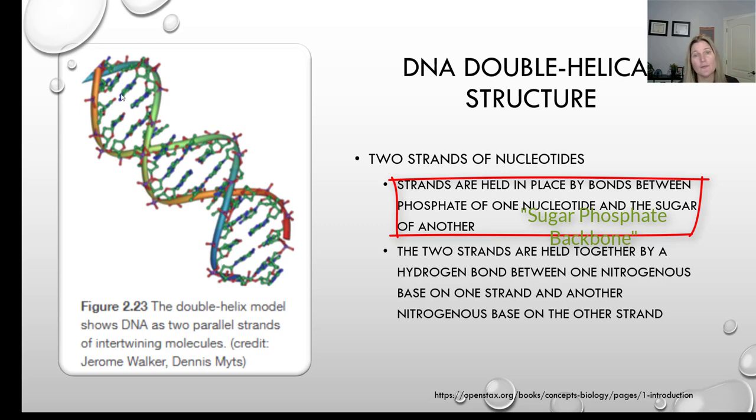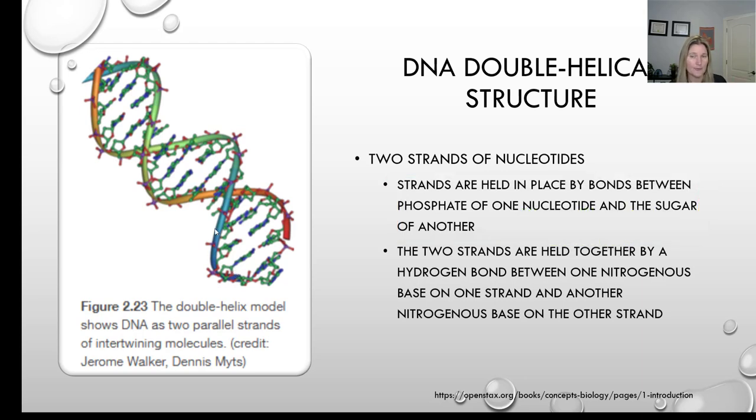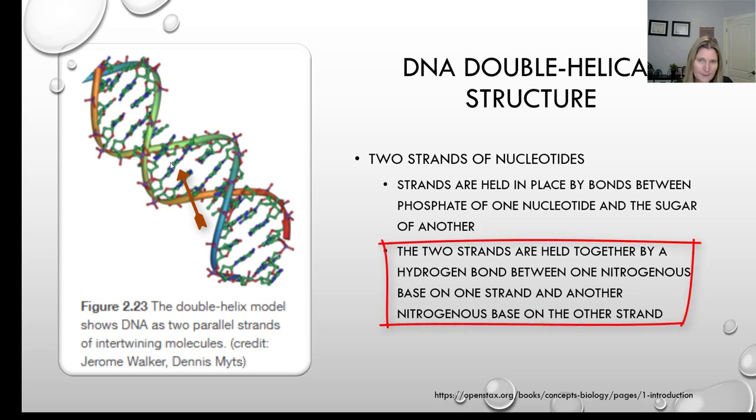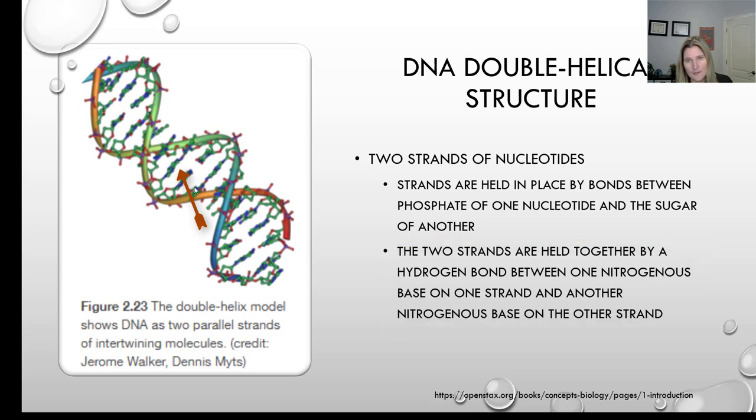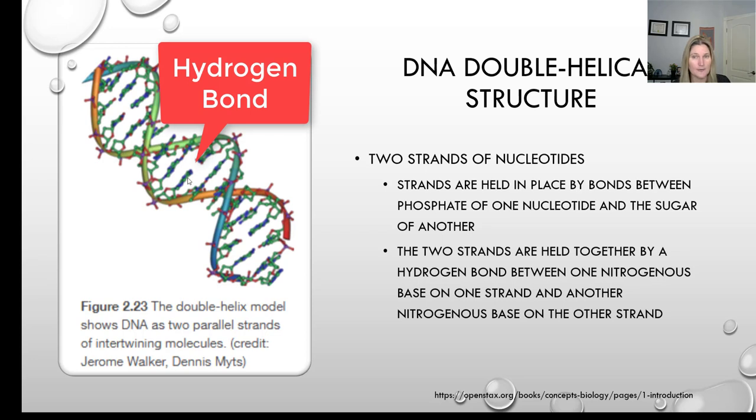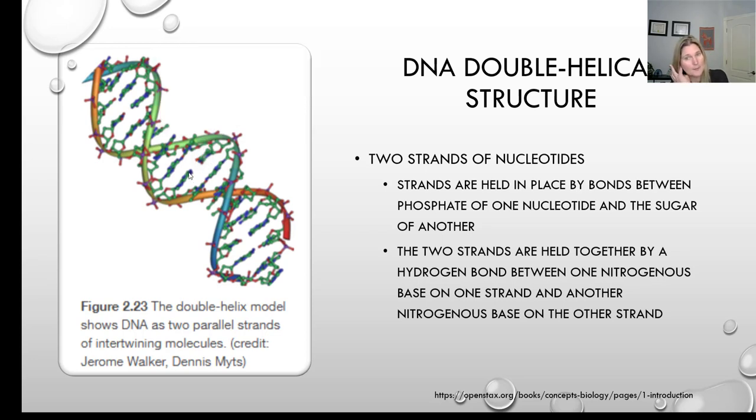This strand right here is held together by bonds between the sugar group of one nucleotide and the phosphate group of another. In between the strands, we have another bond. This involves the nitrogenous bases of opposing strands. Here is a nitrogenous base sticking out from this strand, and here is a nitrogenous base sticking out from this strand. These 2 nitrogenous bases can form a weak hydrogen bond between themselves. This is what makes up the double helix structure.